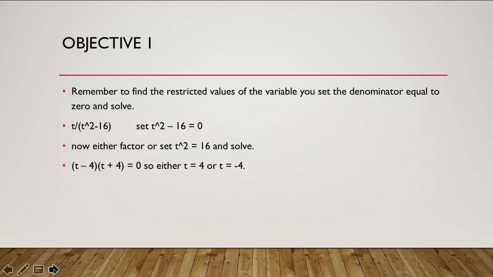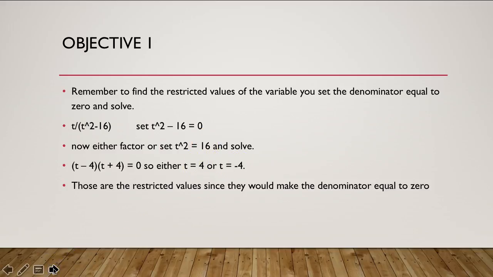If you factor, it's t minus 4, t plus 4 equals 0, so either t equals 4 or t equals negative 4. If you do it with t squared equals 16, you would take the square root, you would still get plus or minus 4. Those are the restricted values since they would make the denominator equal to 0.